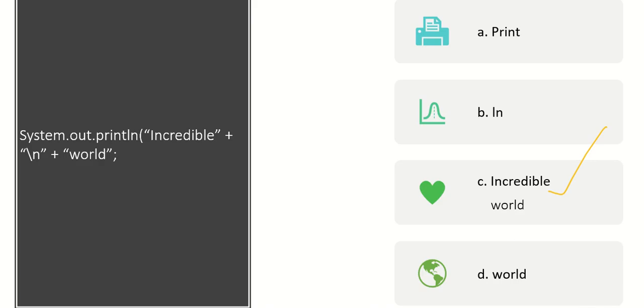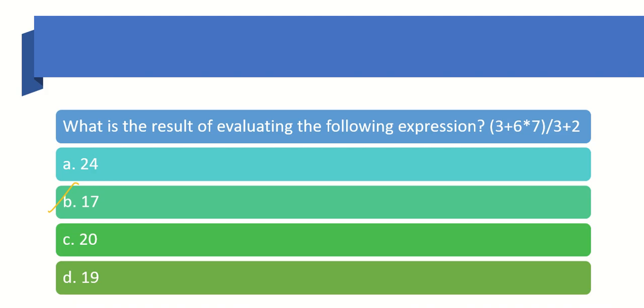Question number six. Give the output of the following. It's given incredible plus slash n world. So the answer is incredible, slash n is for the next line, world on the next line.